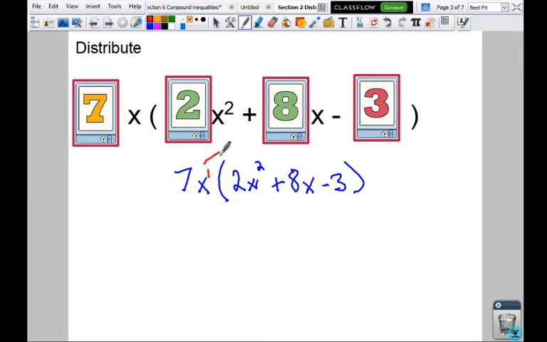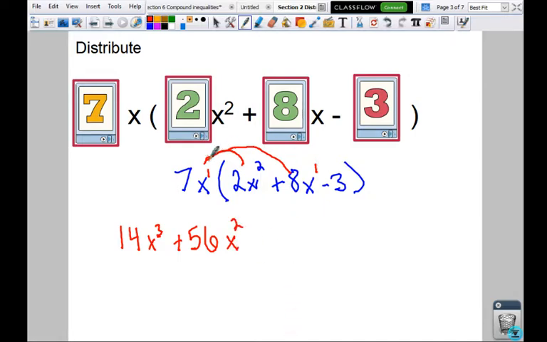So I'm going to distribute my first part. 7 times 2 is 14. x to the 1 times x squared, 1 plus 2 is 3, so I got x to the 3. Then I'm going to keep going. I'm going to go 7 times 8x. 7 times 8 is 56. So I'm going to go plus, because that's a positive, 56. x to the 1 times, this is also an x to the 1. 1 plus 1 is 2. So I go x squared.